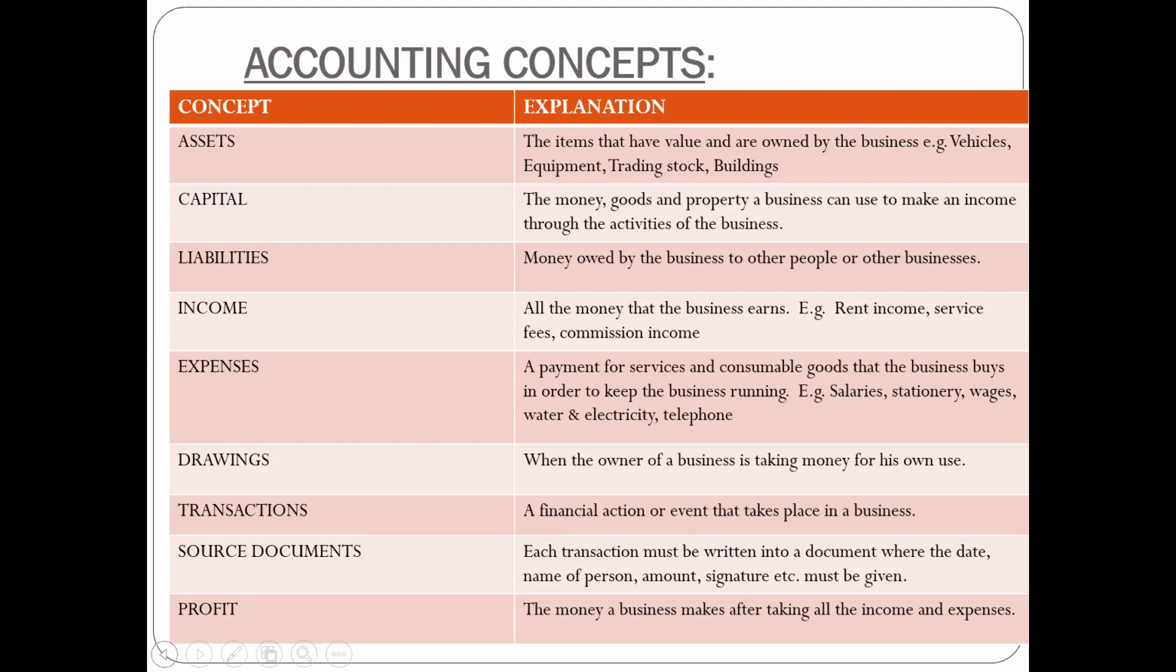Income is all the money that the business earns. Expenses is all the payments that a business must do. Drawings is when the owner of a business is taking money for his own personal use. Transactions is a financial action or event that takes place between, let's say, you and another person or between two businesses. Source documents is a document where every transaction must be written with the details, and profit is the money that the business is making. All right, any questions so far on today's work?